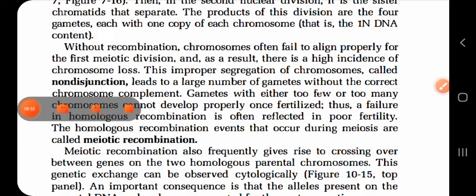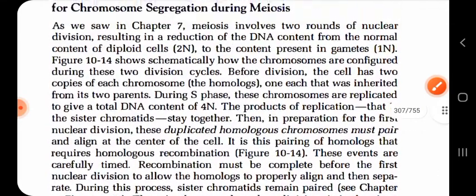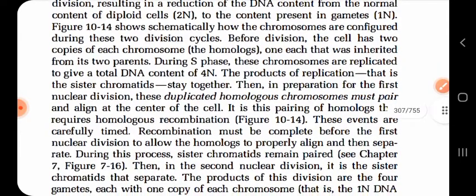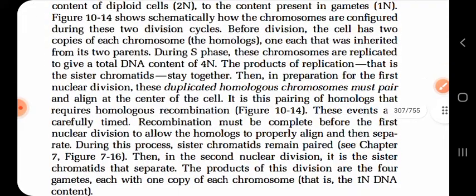Now it is saying that without recombination, chromosomes often fail to align properly for the first meiotic division, and as a result there will be a high incidence of chromosome loss. So if there is no recombination, then chromosomes will not be able to align properly for the first meiotic division, and as a result there will be a high incidence of chromosomal loss that leads to non-disjunction. That is what happens during your meiosis process.